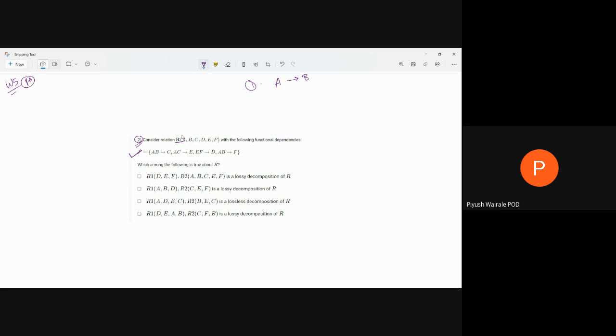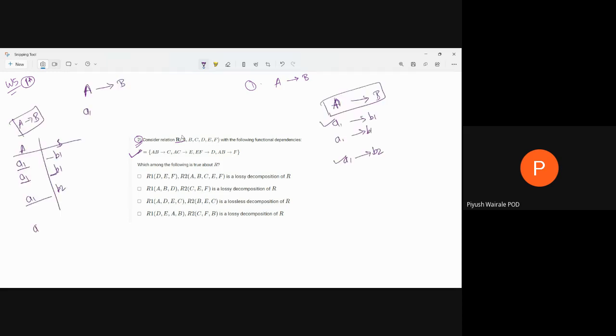So it should uniquely determine each value. If a1 determines b1, then a1 should determine b1 only, not b2. So A1, B2 we cannot write like this, because if A1, B1 and A1, B2 are both in this table, then the functional dependency is violated. So A does not functionally determine B.